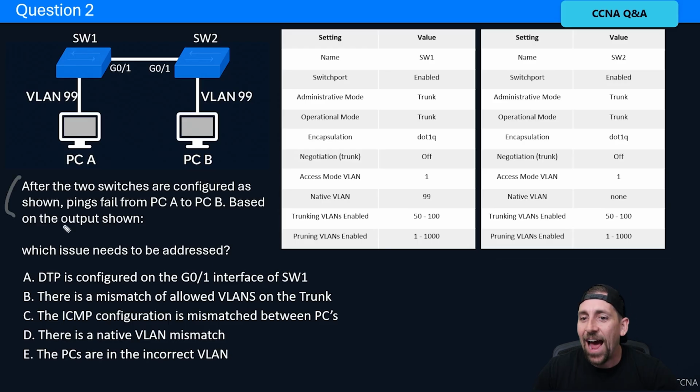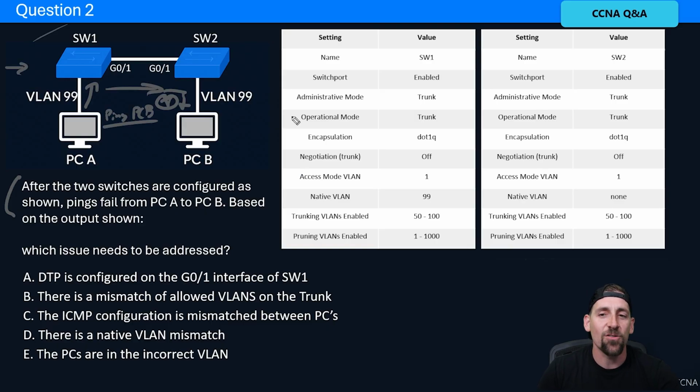Question 2 here. After two switches are configured as shown, and I would actually argue that there's not the full configurations here, but enough information to make some inferences, pings fail from PC A to PC B based on the output shown. So we have the output here and we have a diagram. It asks which issues need to be addressed. Based upon this configuration, what you can garner is that it should work.